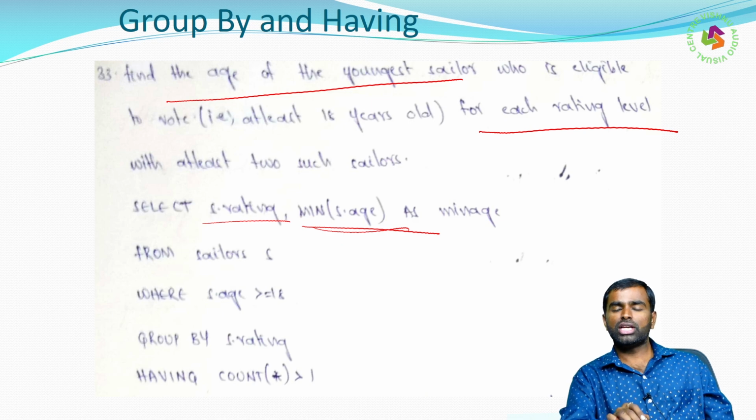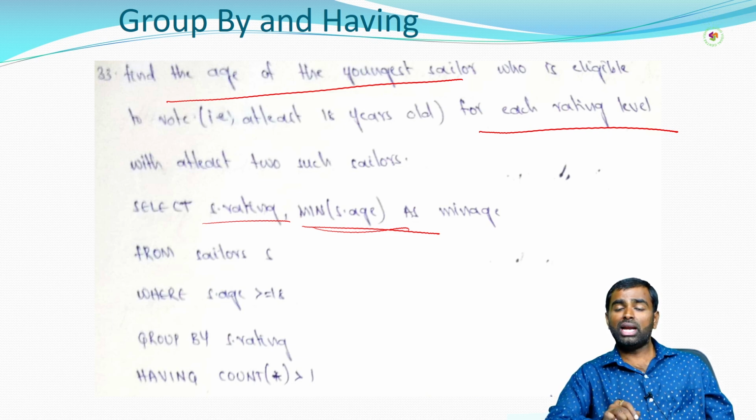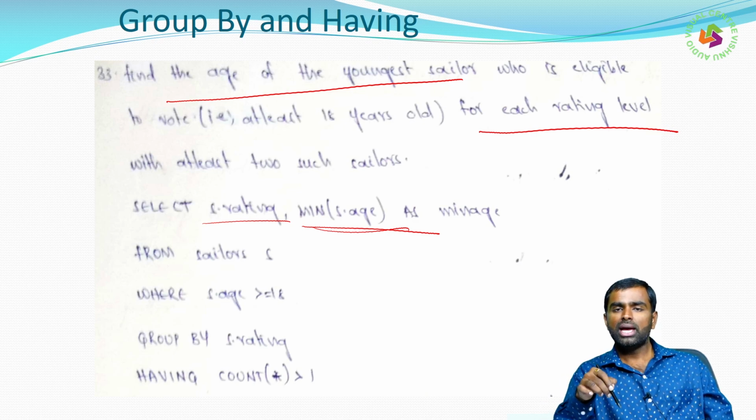So for each rating, for example, for rating 10, the minimum age is 18. For rating 9, what is the minimum age? 22 is the minimum age. For rating 8, what is the minimum age? 25 is the minimum age. So that is the age you can get.